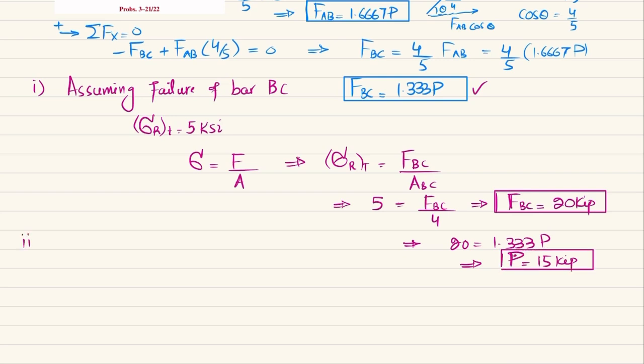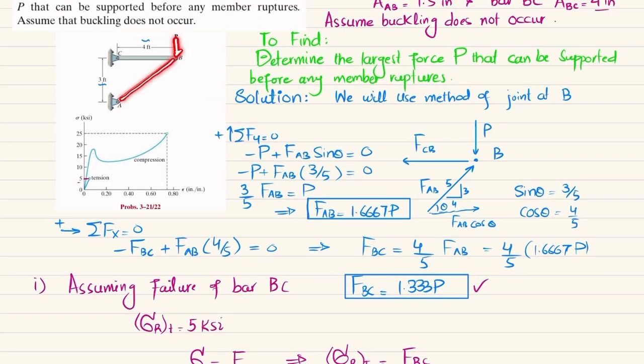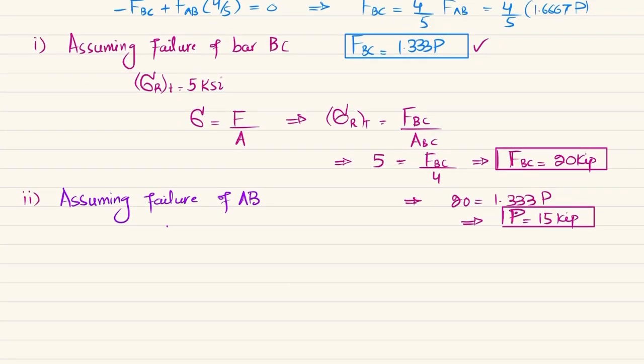Now what we will do is assume failure of bar AB. You can see that due to this load, this bar AB is in compression, so we will use the rupture stress due to compression. I will write rupture due to compression is equal to 25 KSI from the stress strain diagram, and this rupture due to compression is equal to FAB divided by the area of AB.